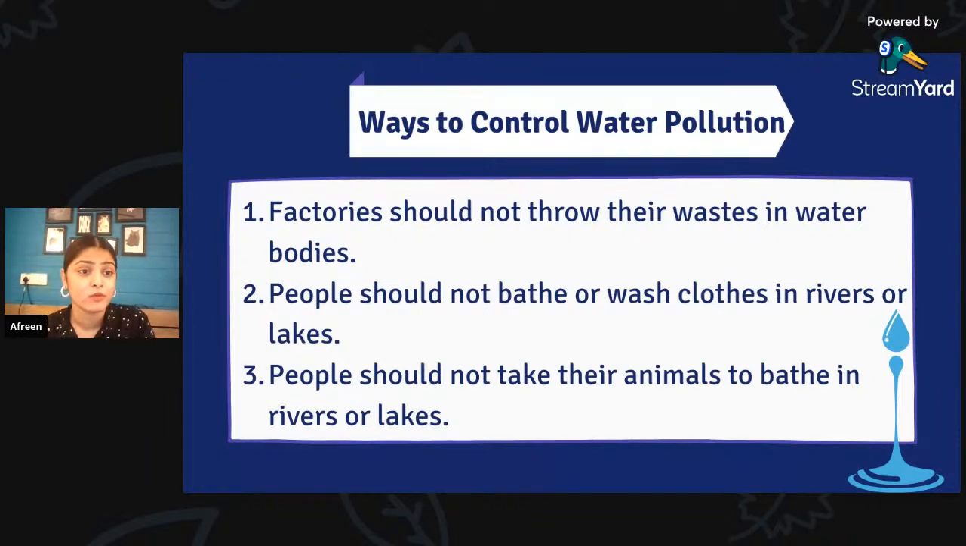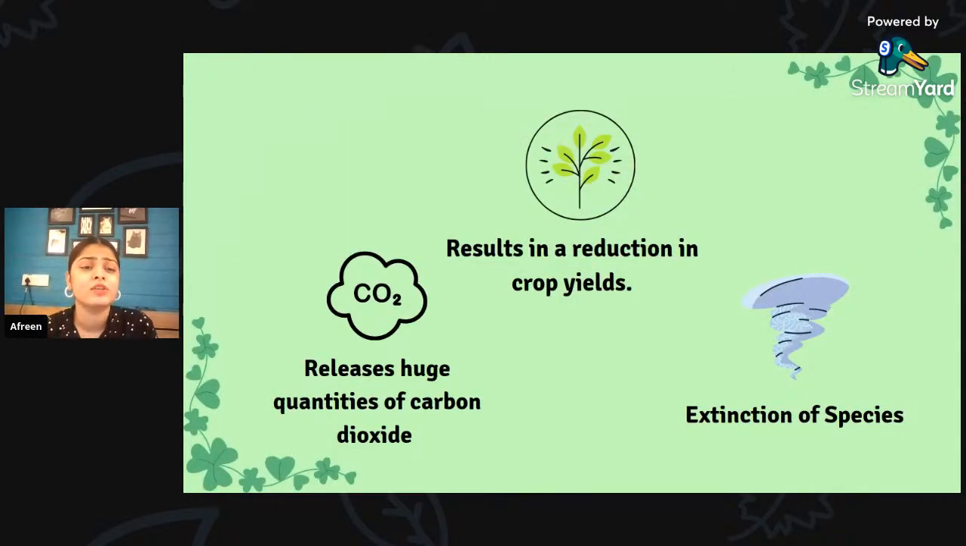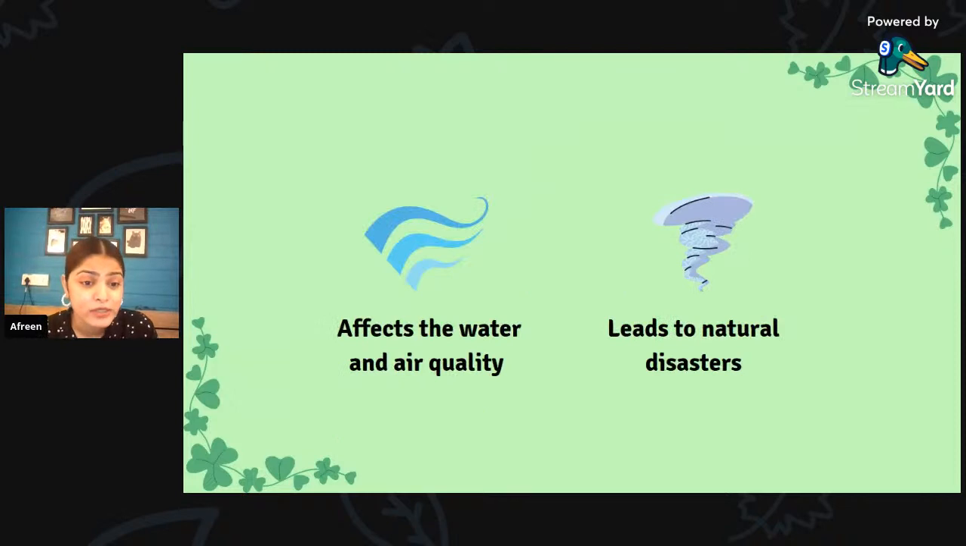All right, now moving forward, what is soil pollution? Soil pollution is caused by the toxic substances that are deposited on the earth's surface, which harm our health and well being. Now, some of the effects of soil pollution are as follows. Soil degradation releases huge quantities of carbon dioxide into the atmosphere. This results in a reduction in crop yields. Soil pollution is one of the main causes of species extinction. It also affects the water and air quality of the environment. It also causes natural disasters such as deforestation, desertification, and landslides.